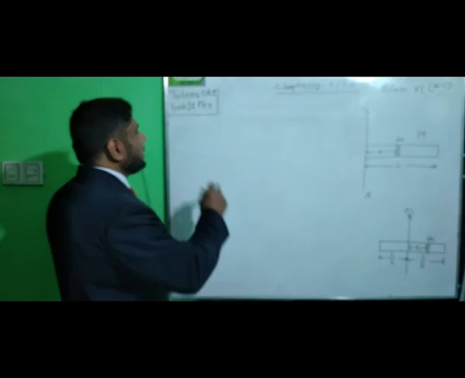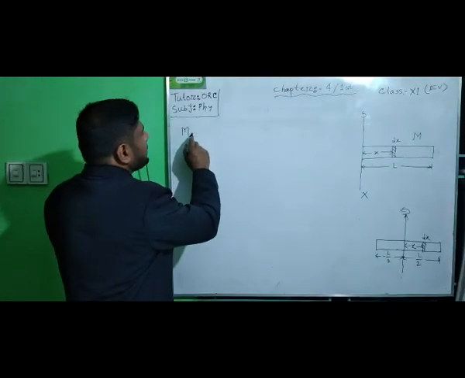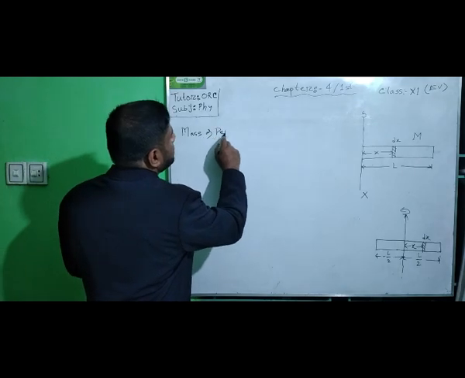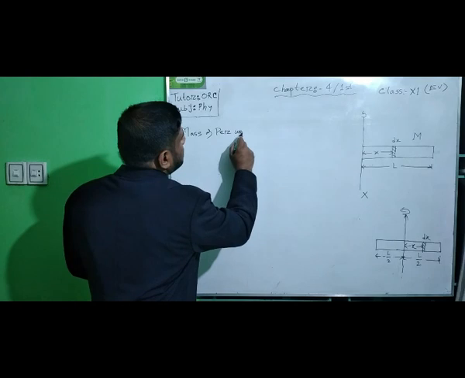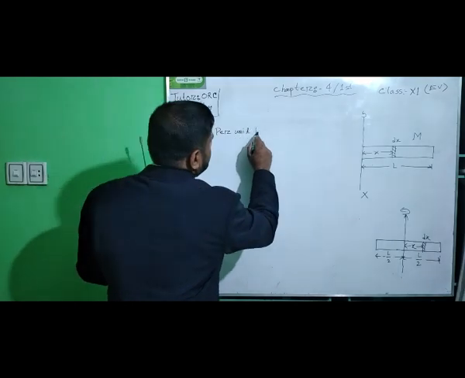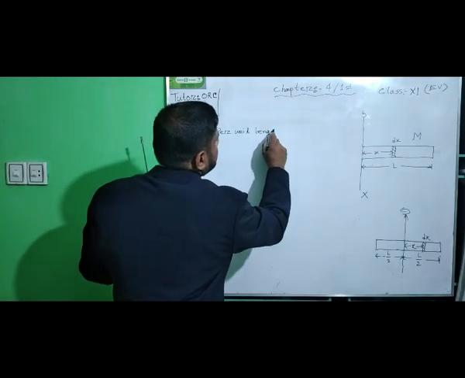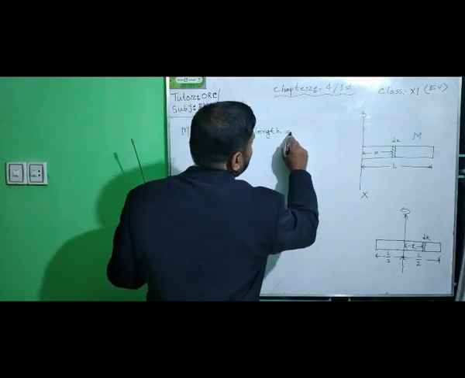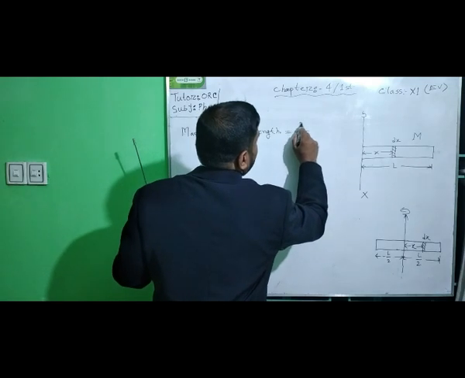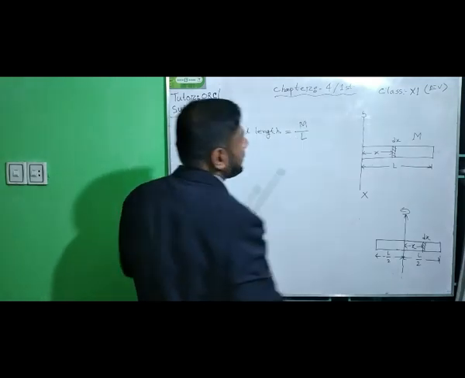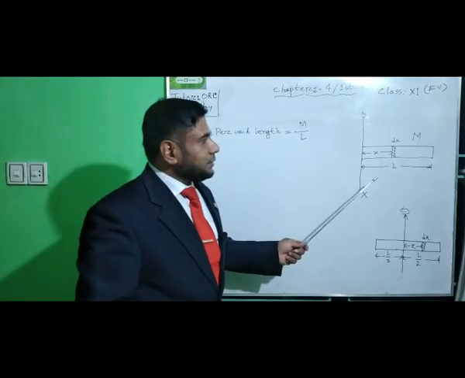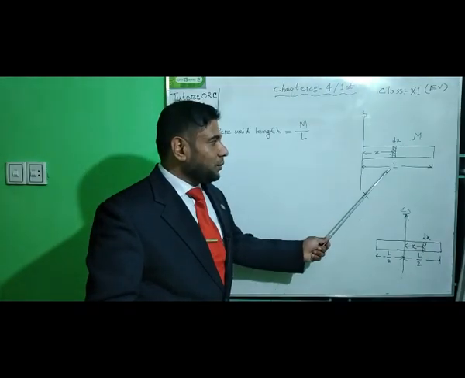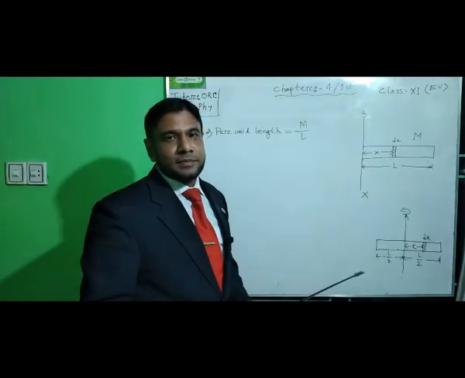So let us write the mass per unit length equal to m divided by L. Here, as the mass of L length is m kg, the mass of 1 meter length will be m by L.